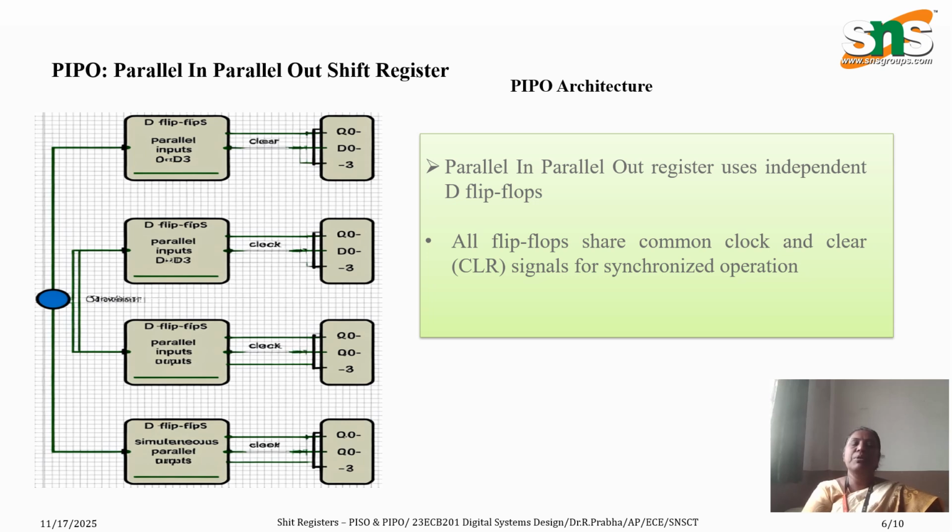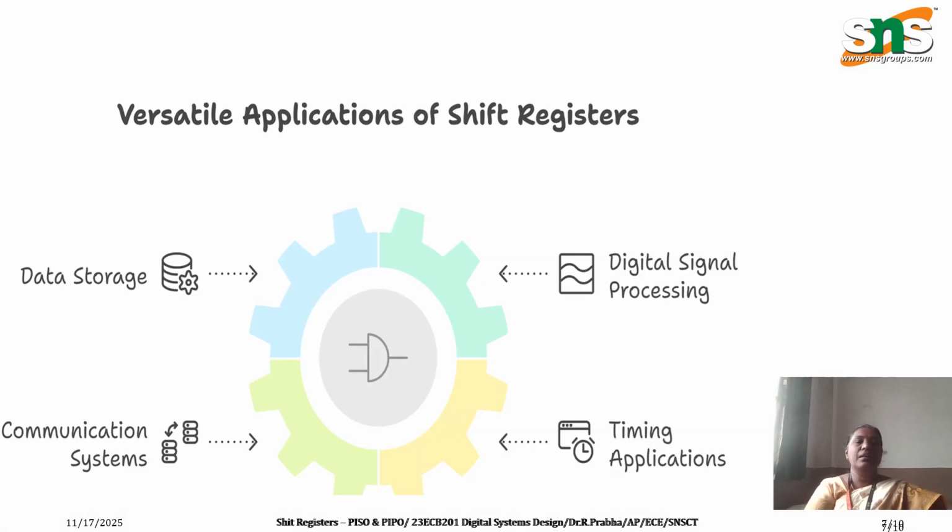Next is parallel in parallel out shift registers. Here the input is taken in parallel manner, and the output is also taken in parallel, simultaneously. This also uses D flip-flops, and all the flip-flops share a common clock pulse and clear signal for synchronized operation. And now the versatile applications of shift registers. Shift registers are widely used in data storage devices, digital signal processing applications, timing applications, and also communication systems.